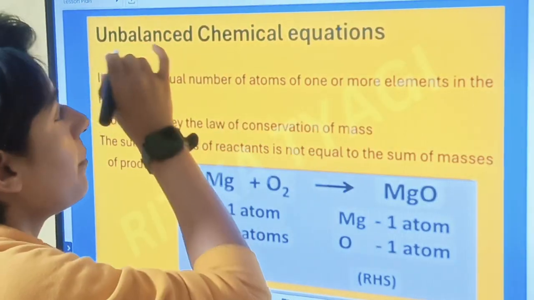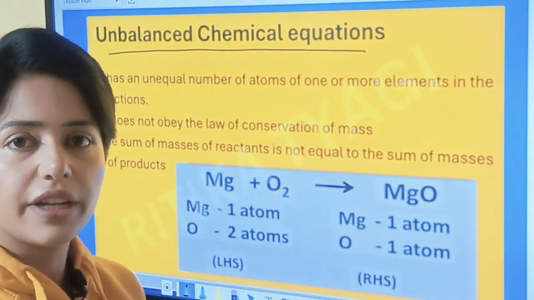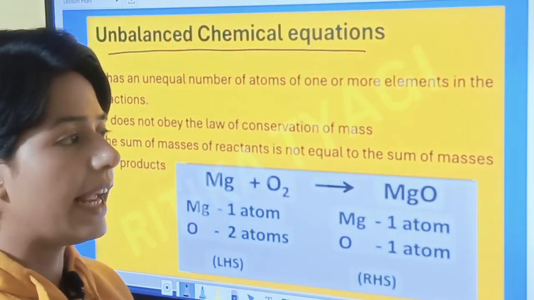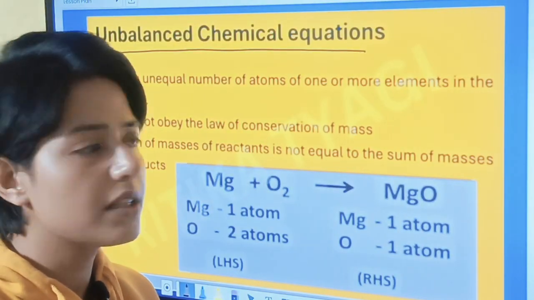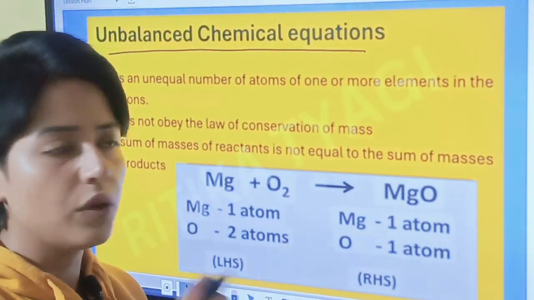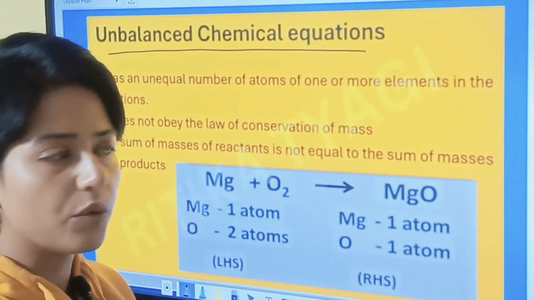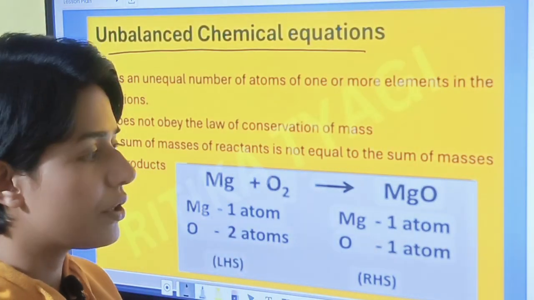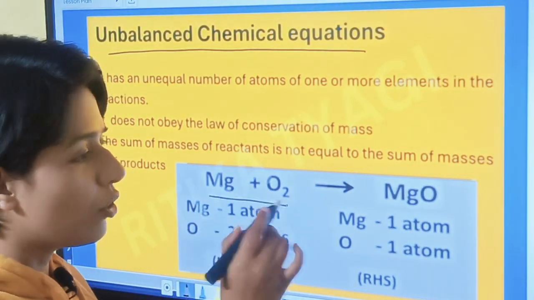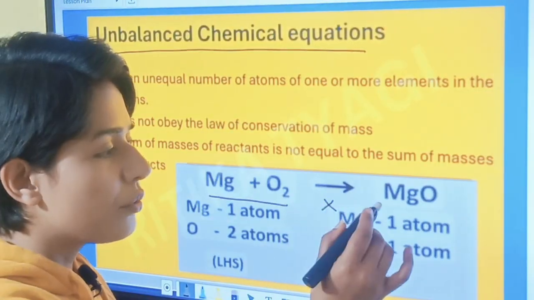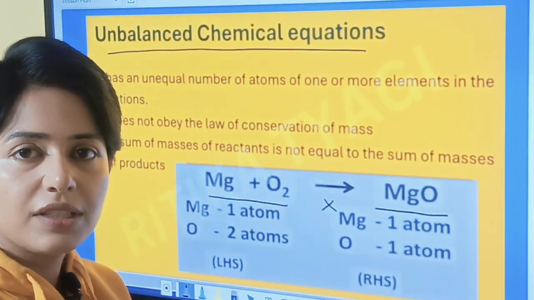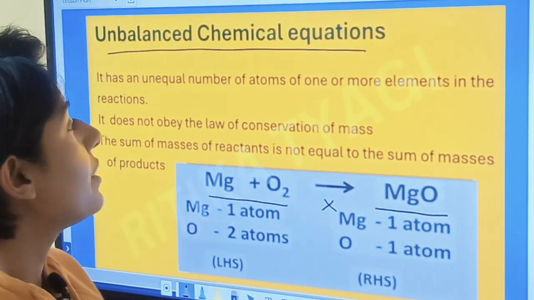The topic is unbalanced chemical equations. What are unbalanced chemical equations? As we know, a chemical equation is balanced when the number of reactant molecules is equal to the number of product molecules. In unbalanced chemical equations, the number of reactant molecules is not equal to the number of product molecules. Simply, it is an unbalanced chemical equation.